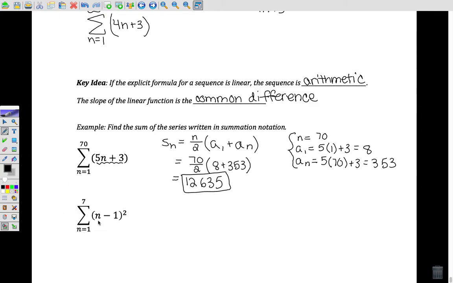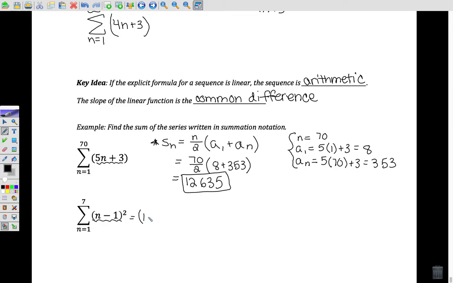Looking at this second one, this is not arithmetic. This is not linear. It's actually a quadratic. So we can't use this quick short formula. This only works with arithmetic series. This, not arithmetic. That doesn't mean we can't still figure out what the sum is. It goes from n equals 1 to 7. So that means I'm really only adding 7 different terms. Not too bad. We can just figure out what each of the 7 terms are and then add them all together.